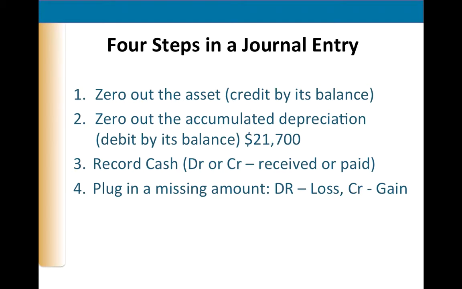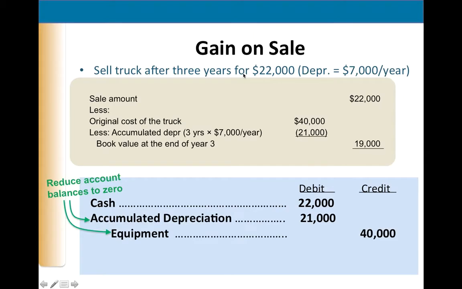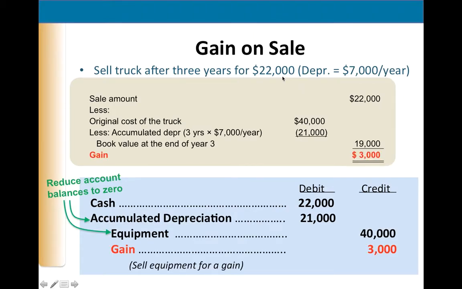So let's go through 4 examples. So the first example, we're going to sell the truck after 3 years for $22,000. So guys, I'm going to follow 4 steps. First step, take off the truck. The truck was worth $40,000. Credit it. So it offsets the original debit balance, makes it zero. Second step, debit accumulated depreciation, zero it out. Third step, we're selling it for cash, $22,000 right here. And guys, the last step, what am I missing? 22 plus 21 is 43, so I'm missing a 3,000 credit.